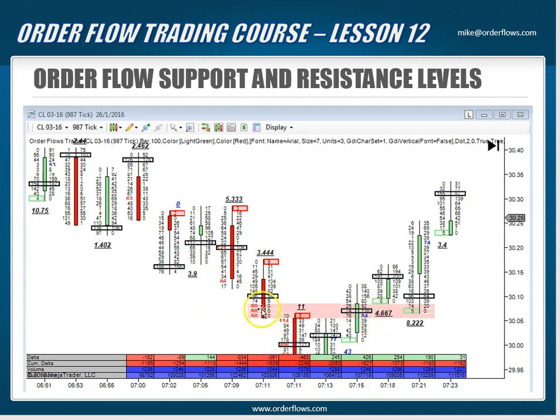So you could see, initially this was acting as resistance, but the mood changed in here. You can see how the delta changed from negative, negative, negative. Now you're starting to string together positives, and you're getting small prints, single prints in here. So the market's looking to rally, and this level, which was your resistance, is now your support.